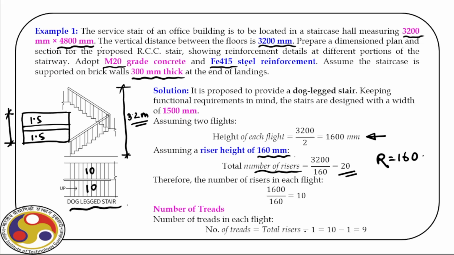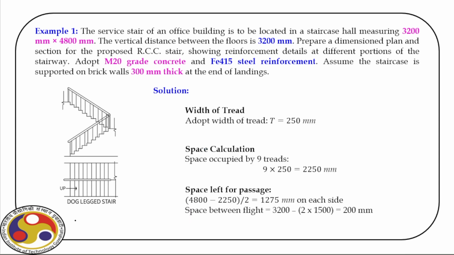Obviously the number of treads is the total number of steps minus 1. In this case it is 9. Now the moment we fix T, we can calculate this dimension, and with the help of that we can design the stair hall completely. For that, let us propose T is equal to 250 millimeter. Then the space required for 9 treads, 9 times this, is 2250 millimeter.